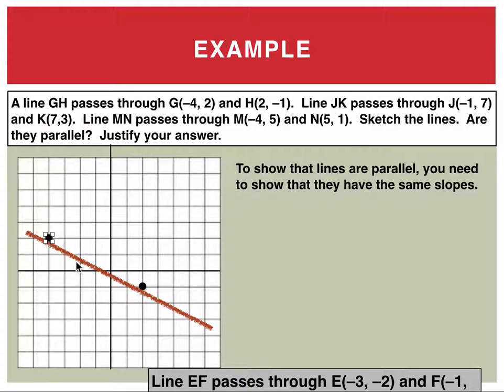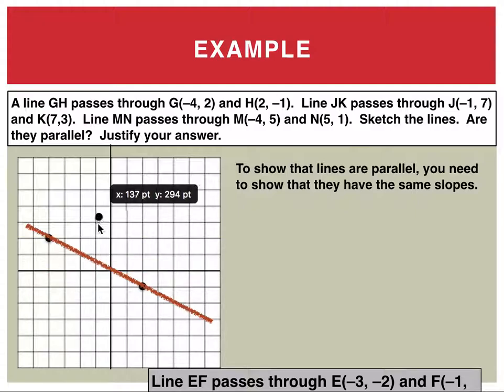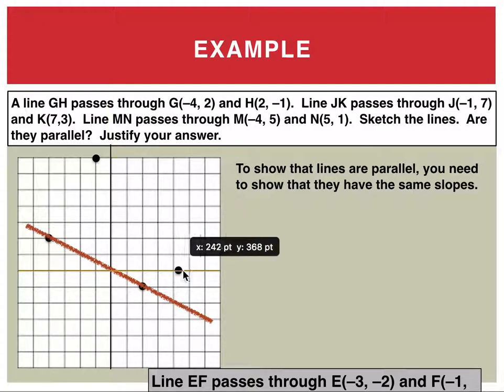So our points J and K, if we want to put them places, J is at -1, 7. So J is at -1 and 7 way up here. And 7 and 3 is where K is. So 7 and 3. I have barely just enough room here.